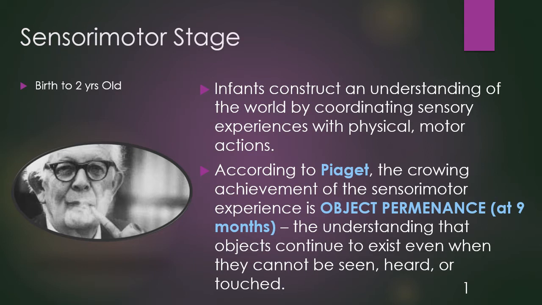And that idea that the world is permanent even when we're not immediately looking at it, that's just a level of cognitive ability that's not accessible yet to my 9-week-old. According to Piaget, the crowning achievement of the sensorimotor experience is object permanence. The understanding that objects continue to exist when they cannot be seen, heard, or touched. That there's an objective reality that you're living in. Object permanence.